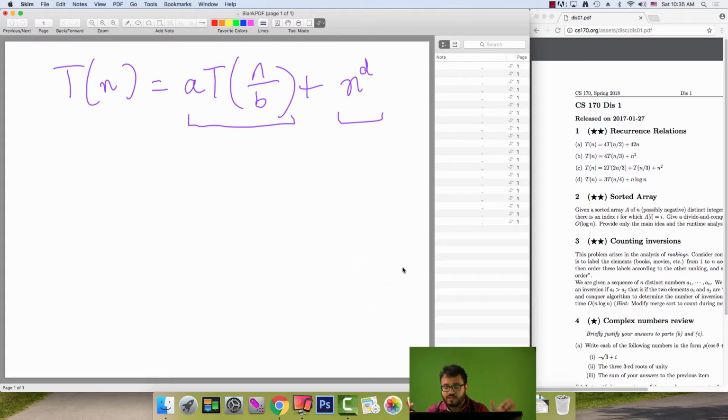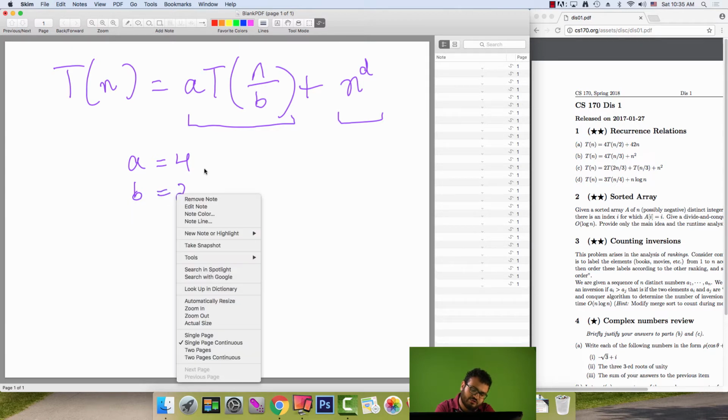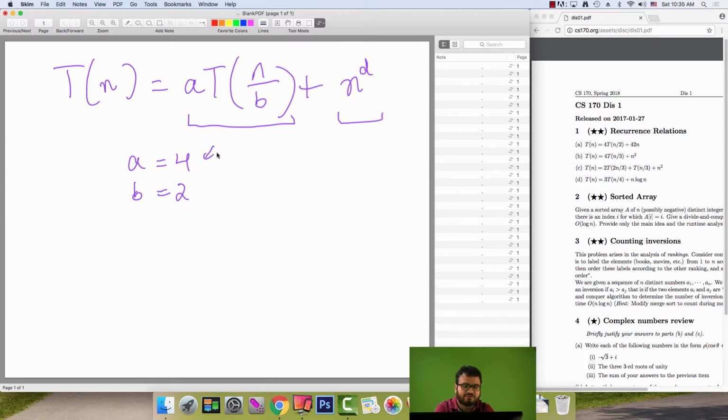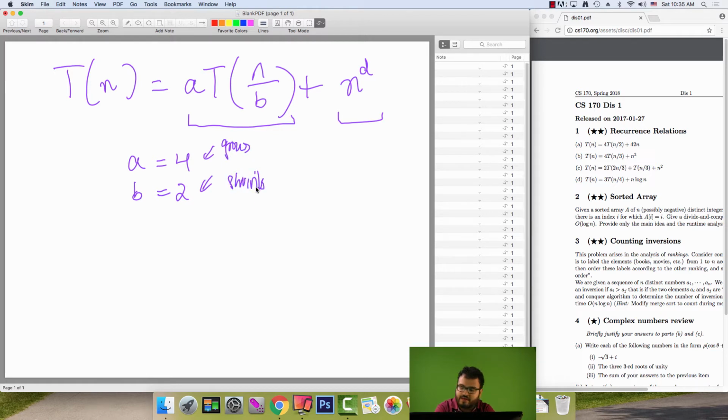Cool. So taking a look at part A, a is 4, b is 2. So we already noticed that it grows more than it shrinks. This is growth, this is shrinkage. And in this case, d is actually just 1. As you would notice, there's something missing here, which is the O. But here's the thing: this can be O or this can be theta. And depending on whether this extra work is O or theta, the master theorem gives you a bound in O or theta. And why does this make sense?